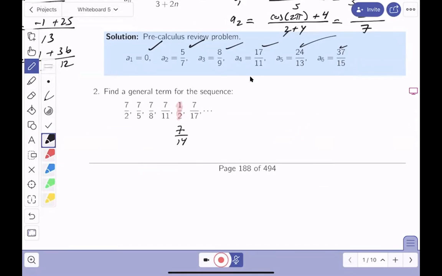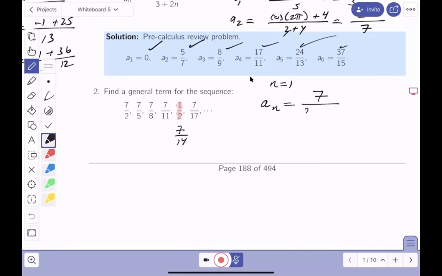So I'm going to say now a_n, starting at n equals 1. Every single top's 7 now. What's the bottom? We'll look at it. 2 to 5 goes up by 3. 5 to 8 goes up by 3. 8 to 11 goes up by 3. Now 11 to 14 goes up by 3. And 14 to 17 goes up by 3.